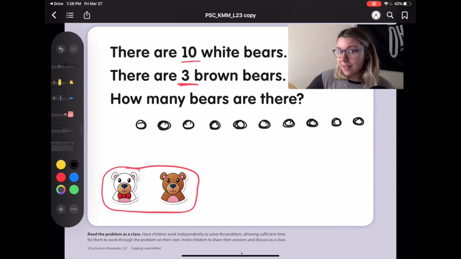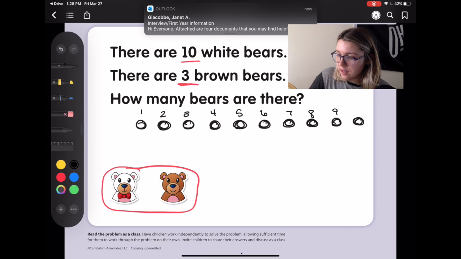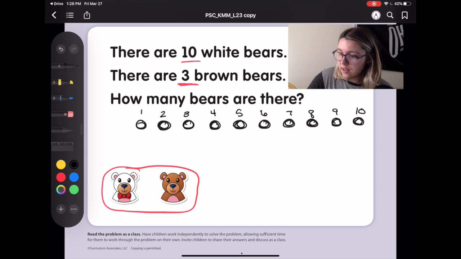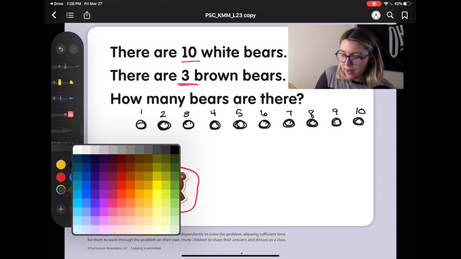I'm going to double check that I drew 10. So I'm going to write the number at the top. So I have 1, 2, 3, 4, 5, 6, 7, 8, 9, 10. Alright, so we have 10 white bears. What's the next thing we're going to draw? 3 brown bears. So I'm going to draw my 3 brown bears.